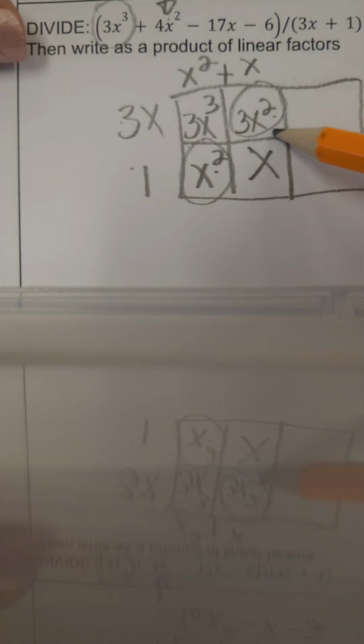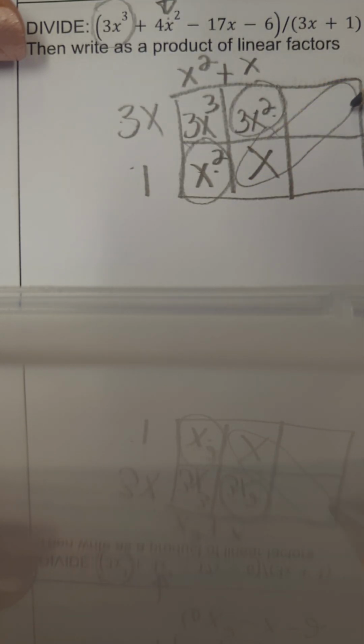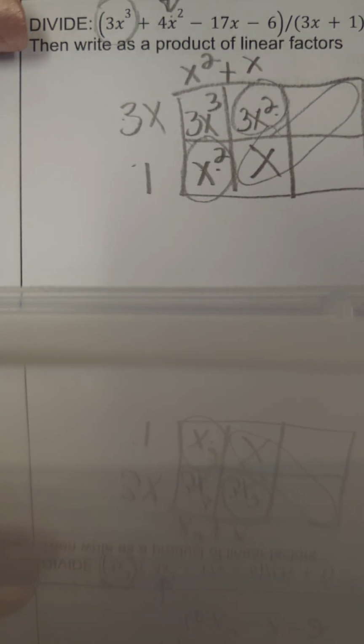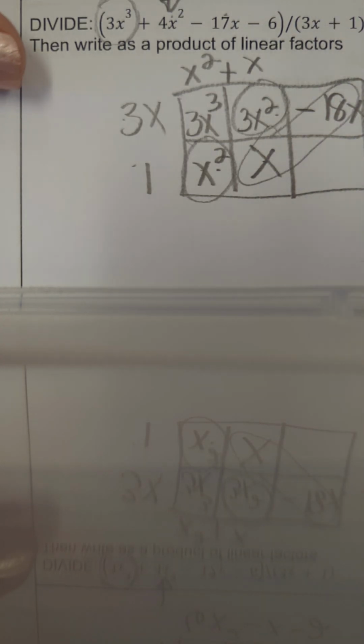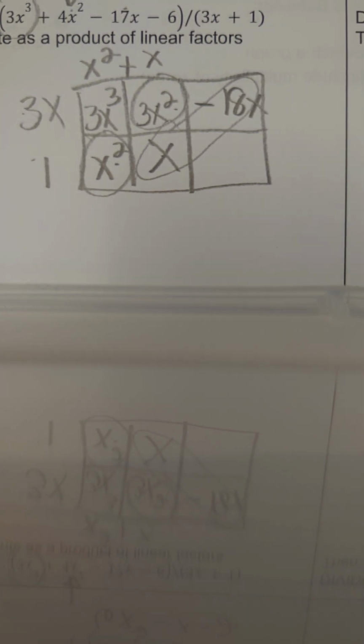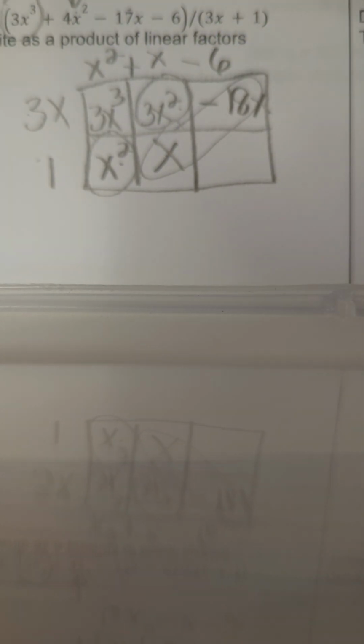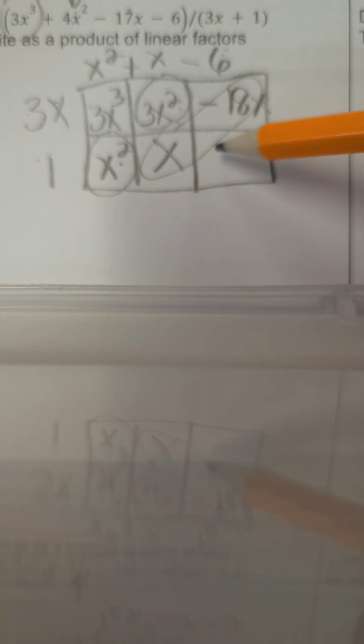So now I need to do this diagonal. That needs to add up to negative 17x. So negative 17x, what would I need to put in this box? Oops. No, I didn't make a mistake. What would I need to put in this box to make that true? So I would need to get negative 18 x's so that together they add up to the negative 17 x's that I want. So this would give me a negative 6 here times 3x to get the negative 18x, and then negative 6 times 1 is negative 6.